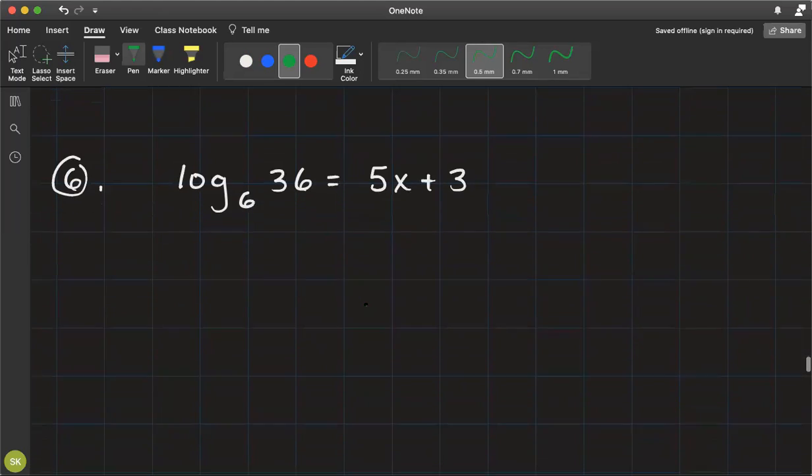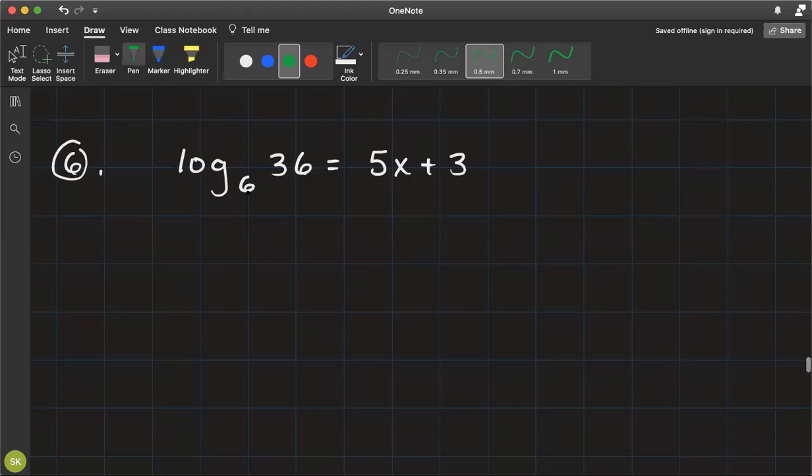Okay, let's try this one. We have log base 6 of 36 is 5x plus 3. You might get a little confused with this one because we have two things on this side. Maybe put parentheses around these two things, because what this is saying is 6 to the whole expression, 5x plus 3, is equal to 36.